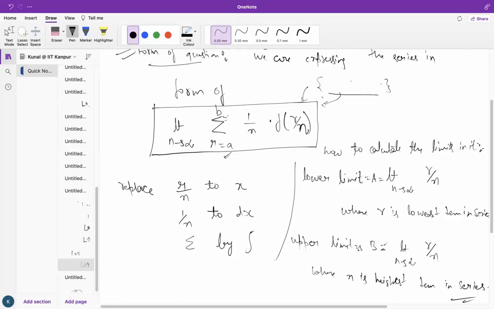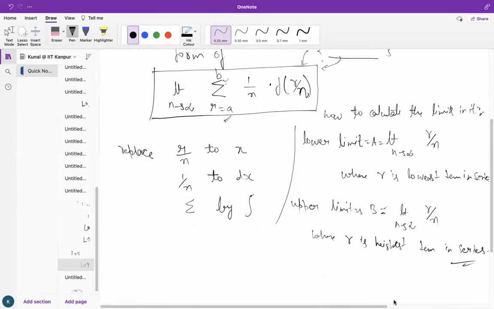And for the upper limit, limit n tending to infinity, r by n will be the... where actually r is, this is my r. So let me write in a clear way. So this is r. Okay, let me erase it. So this is actually r, the highest term in the series. I hope you all understand what I'm trying to say.